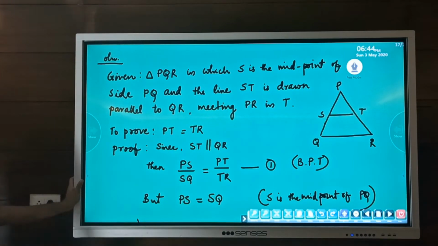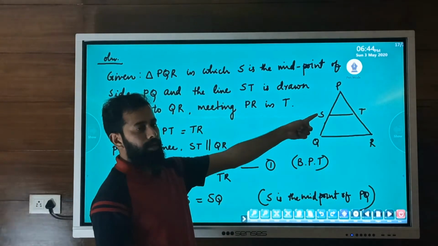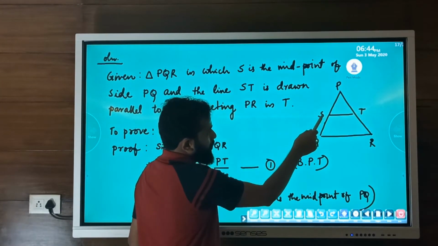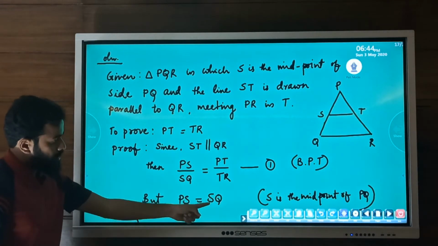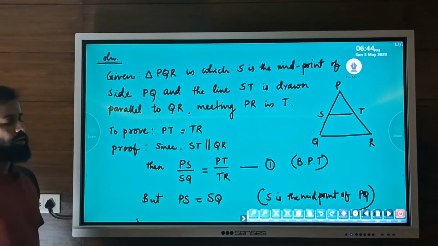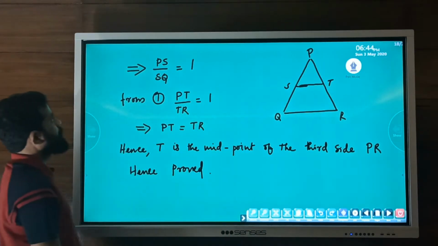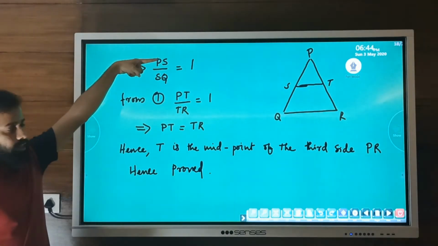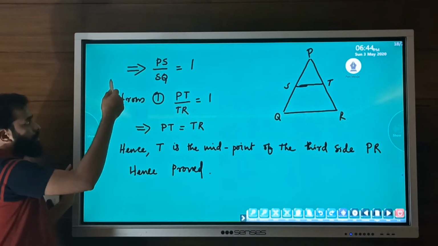S is the midpoint of the side PQ. Therefore, the length of PS and the length of SQ are equal. So, PS is equal to SQ. S is the midpoint of PQ. If PS is equal to SQ, if you are taking the ratio PS by SQ, which is equal to 1, if both numerator and denominator are the same, the value will be 1. From 1, PT by TR is equal to 1.